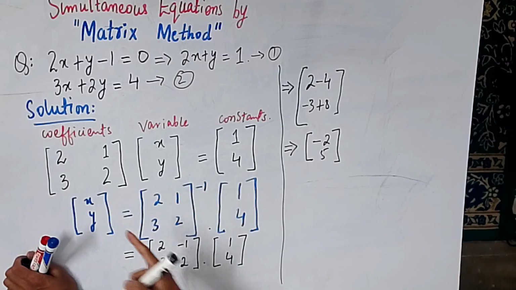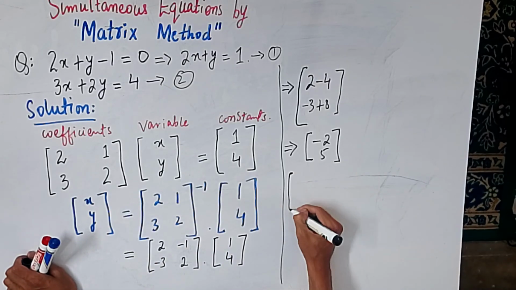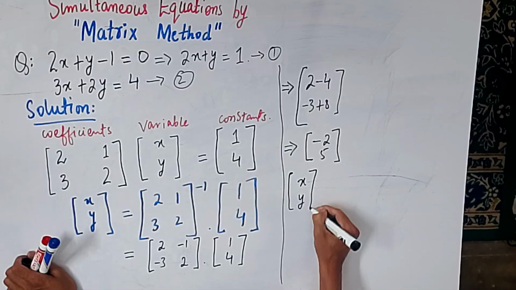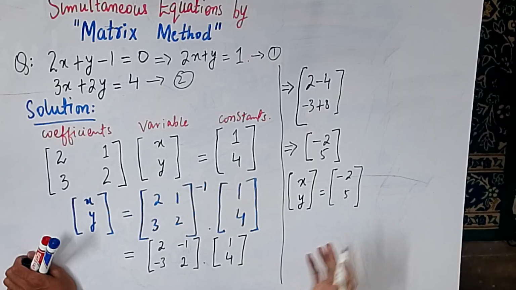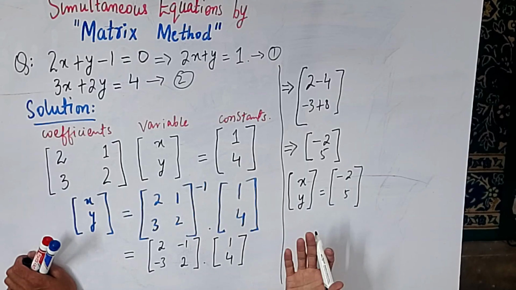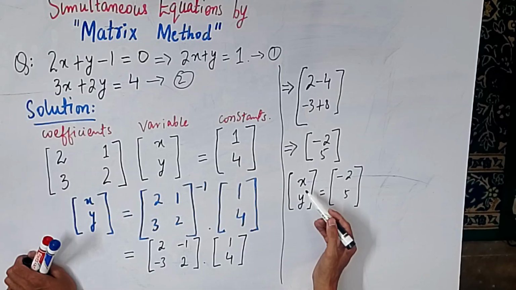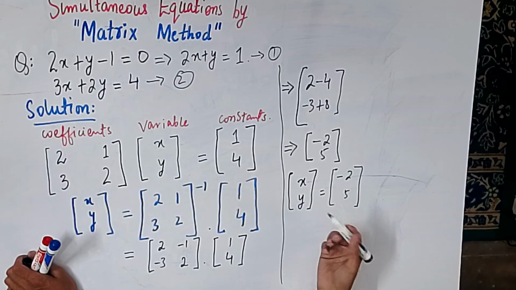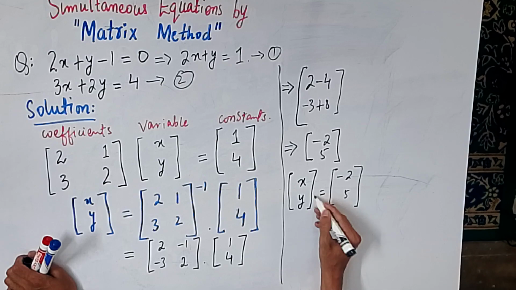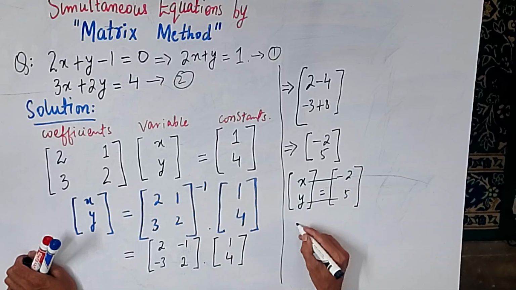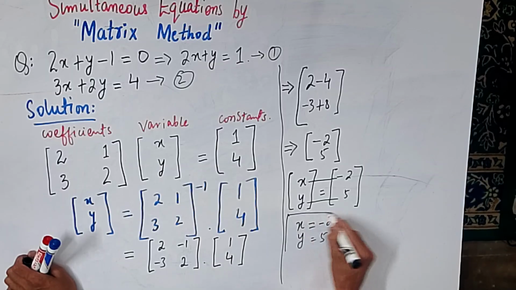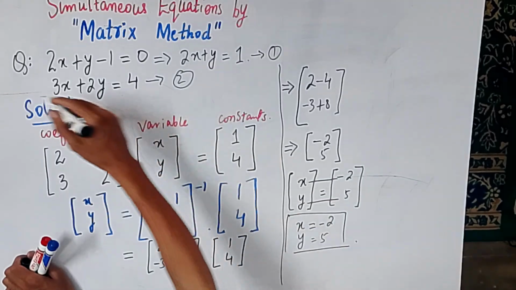So on the left hand side, it was the matrix of variables, which is x, y, and on the right hand side you have the matrix which is minus 2, 5. And according to the rule of equality of matrices, you can compare these two matrices, and by doing it you will get the values of x and y. As it is written equals to in between, corresponding elements will be equal to each other. So x will be equal to minus 2 and y will be equal to 5. So we have x equals minus 2 and y equals 5. This is the solution of this particular question.